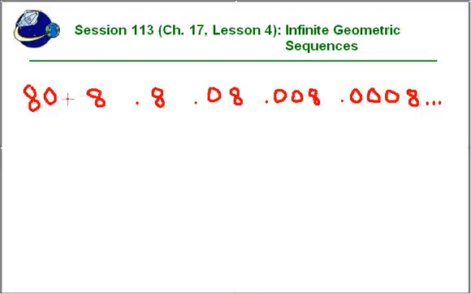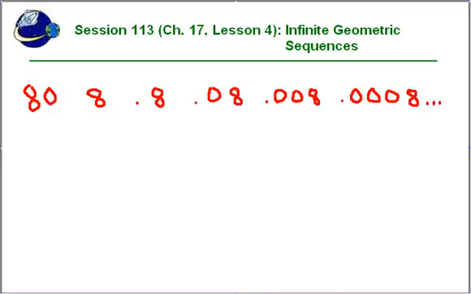80 divided by 10 giving us 8 is the same thing as 80 times the reciprocal of 10. Well, what's the reciprocal of 10? 1/10, or 0.1. 80 times 1/10 equals 8, or 80 times 0.1 equals 8. So we can see here that we are in fact multiplying each term by 0.1, or 1/10, to give us our next term. 8 times a tenth is 0.8. 0.8 times a tenth is 0.08. 0.08 times a tenth is 0.008, and 0.008 times a tenth is 0.0008, and so on.